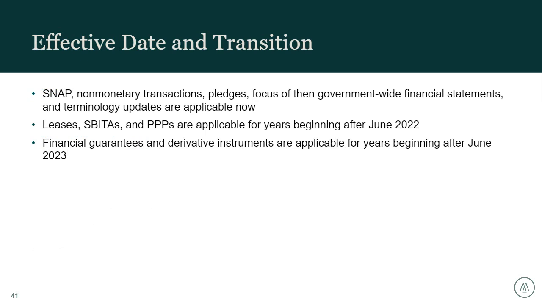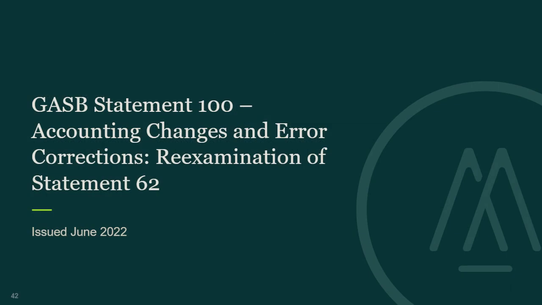Now, something to keep in mind here is that they don't all have the same implementation date. So with regards to SNAP, non-monetary transactions, pledges, and some other provisions, that's applicable already. The things related to leases, SPITAs, and PPPs, those are going to be applicable for years after June 2022. And then financial guarantees, derivative instruments, we need a little more time. That's for years beginning after June 2023.